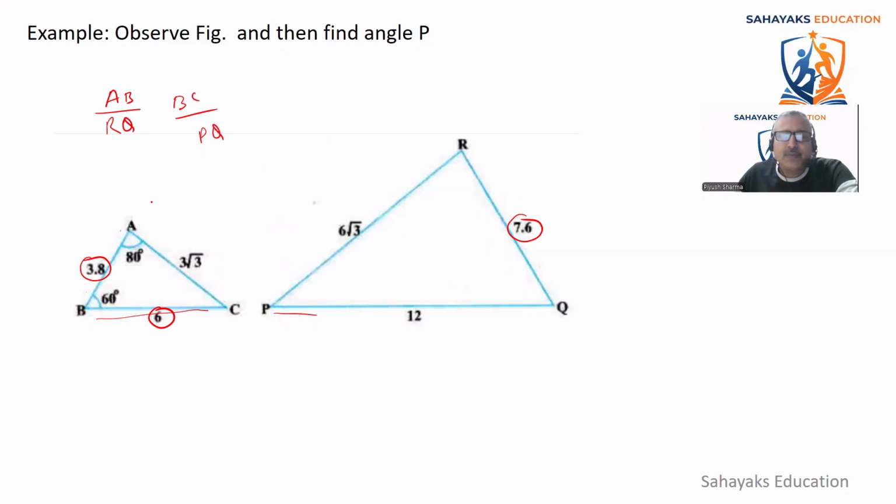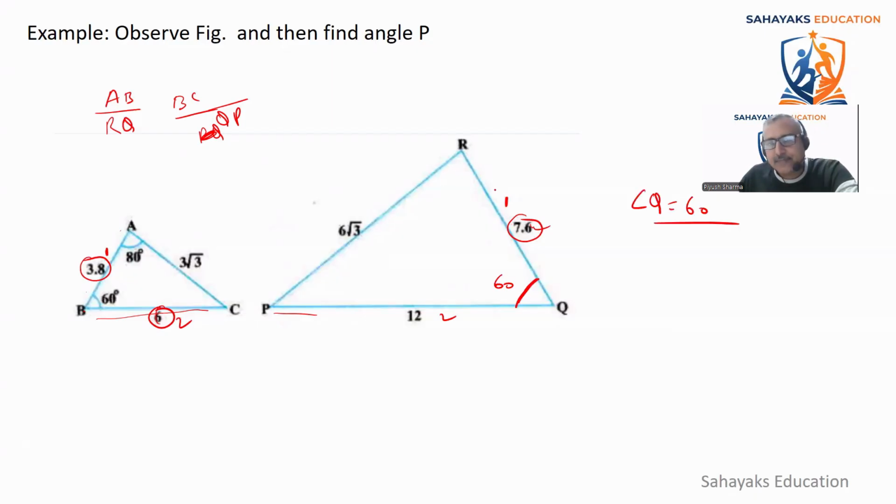BC divided by PQ. Actually, we should have taken QP here. Okay, because now we have to find out which angles these are. 3.8 is this one, double of it is this. So I'll say this is one side and this is the second side, and in between the angle is 60. That means this angle is equal to 60, so I can say angle Q is equal to 60 degrees.